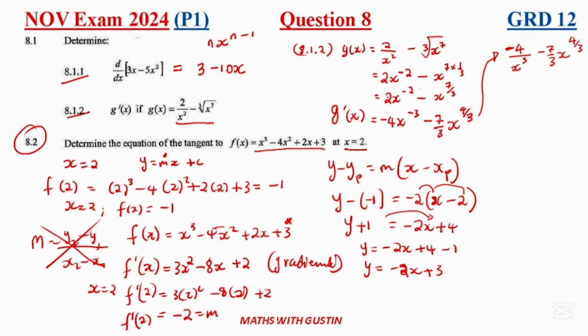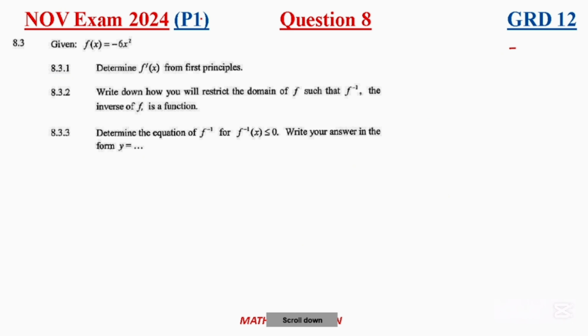8.3, there you go. 8.3 says if you're given this function, determine the f of x prime from the first principles. Okay, so now they're saying if they given us that, we need to determine from the first principle, so which is 8.3.